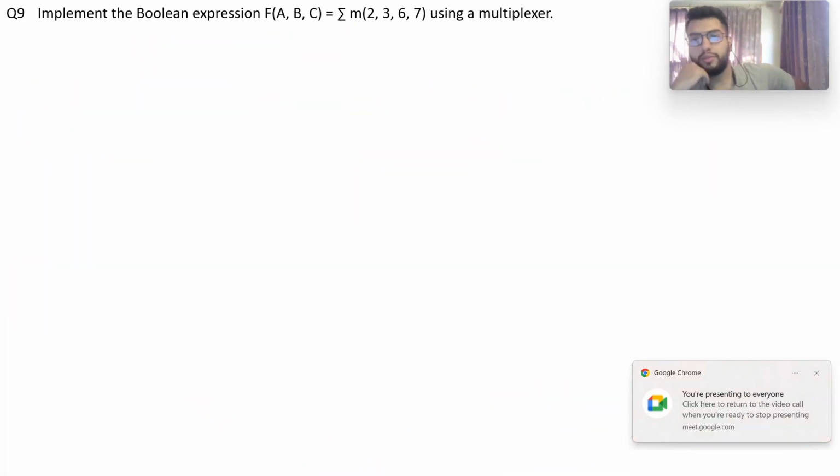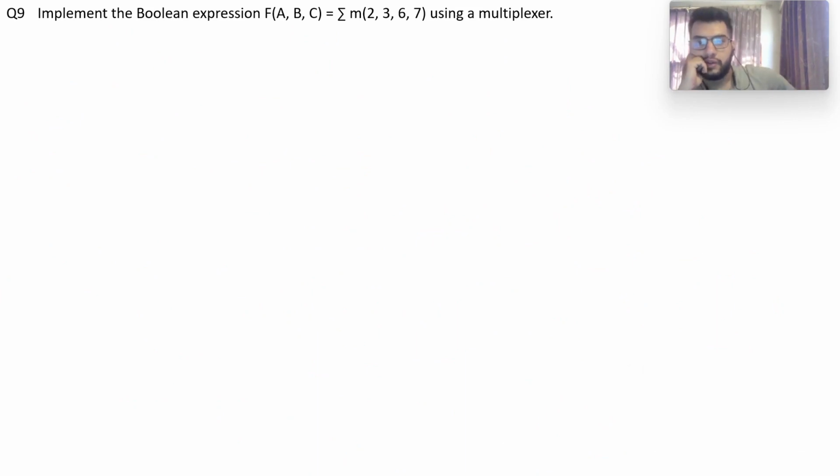So question number 9 asks us to implement the Boolean expression f of A, B, C equal to sum of minterms 2, 3, 6, 7 using a multiplexer. So we have a 3 variable Boolean function and we need to implement it using a multiplexer. Here it is not given whether we want to implement it using an 8 is to 1 mux or 4 is to 1 mux. But let's just assume, for the sake of sanity, that we use an 8 is to 1 mux.